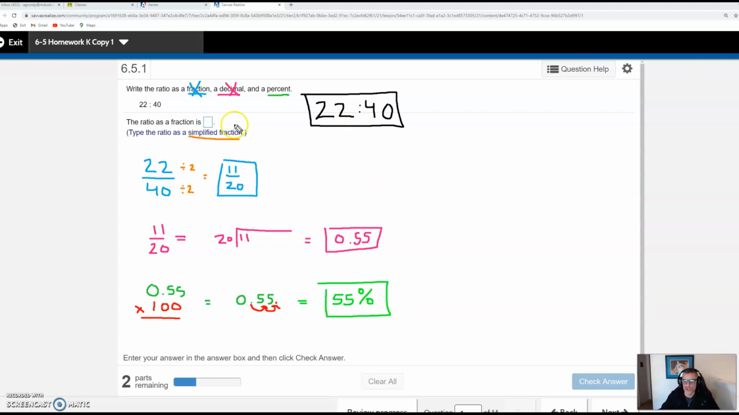To go from the ratio to the fraction, just put the first number as your numerator and the second number as your denominator. Once you have the fraction, just divide the top by the bottom to convert to a decimal. And once you have the decimal, just multiply by 100 to turn it into a percent. All right, let's look at a problem where we actually have to use this.